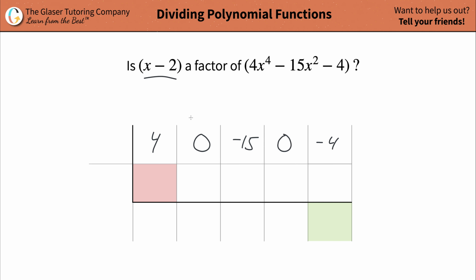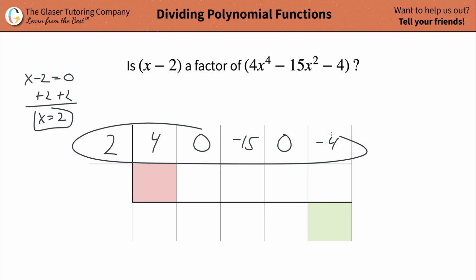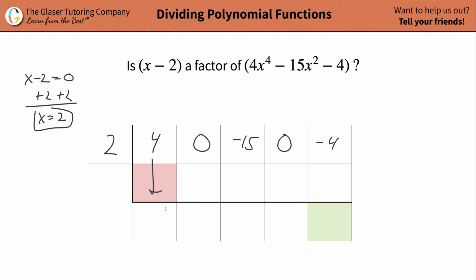Then take a look at your divisor, the thing that you're trying to determine whether it's a factor or not. x minus 2, set that equal to 0 and solve for x. This determines the number that goes outside of your synthetic division table. After we have the top row fully filled out, it's just a simple series of steps. Drop down this coefficient all the way to the bottom.